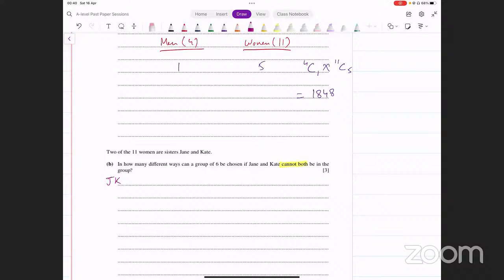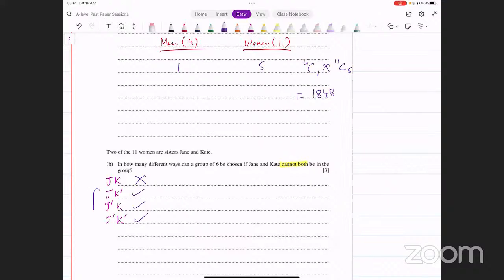JK, they are both there. J is there, K is not here. J is not there, K is there. And both J and K are not there, right? This case is not possible. उसने कहा दोनों नहीं हो सकते हैं. But this is fine, this is fine, this is fine. उनमें कोई मसला नहीं है. एक टाइम पे एक हो सकता है, दोनों इकट्ठे नहीं हो सकते. अब इसका क्या तरीका हो सकता है?